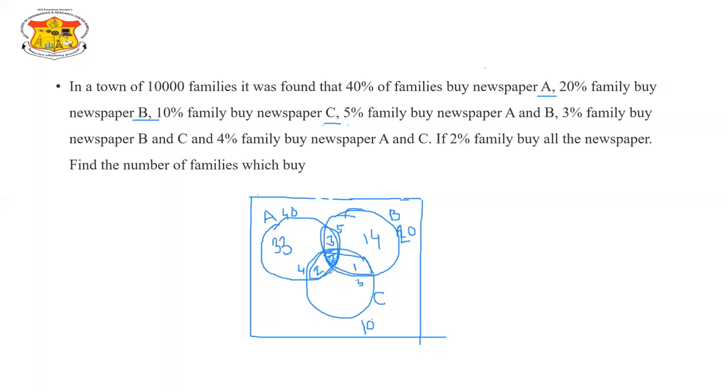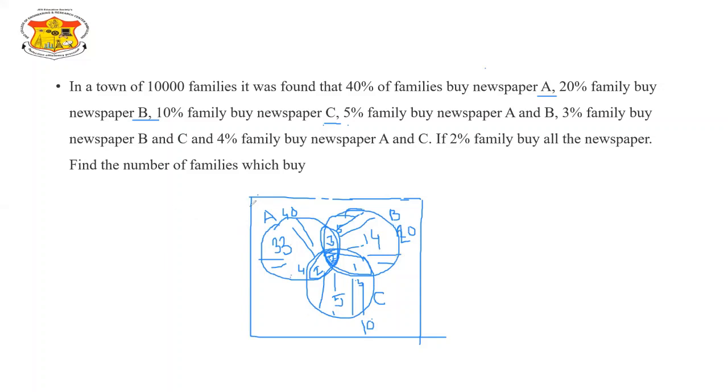And 2 plus 2 plus 1 is 5. So this one is a 5. So this blank part is 14. This one is 5. Right? And this one is a 30. So this is the Venn diagram.